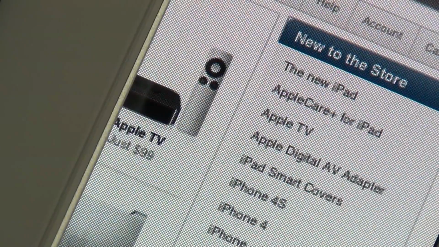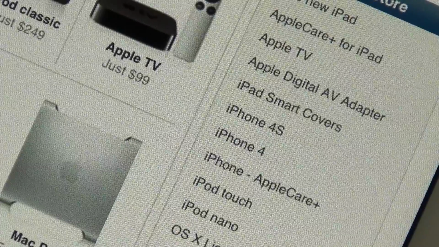However, web images and graphics are still on their own, and most have yet to be optimized for higher res iPads.